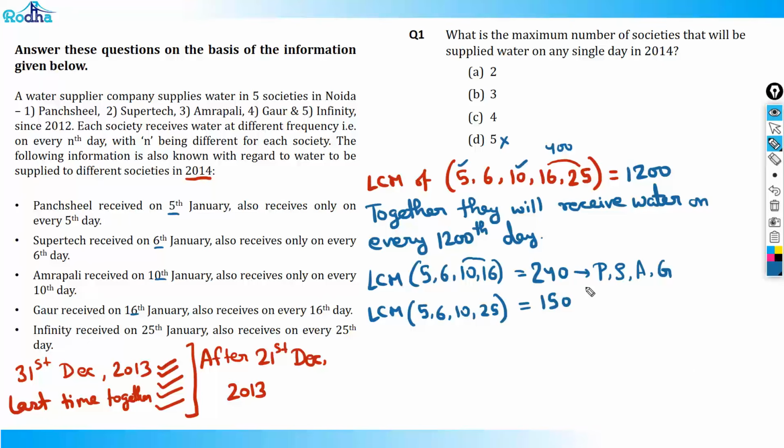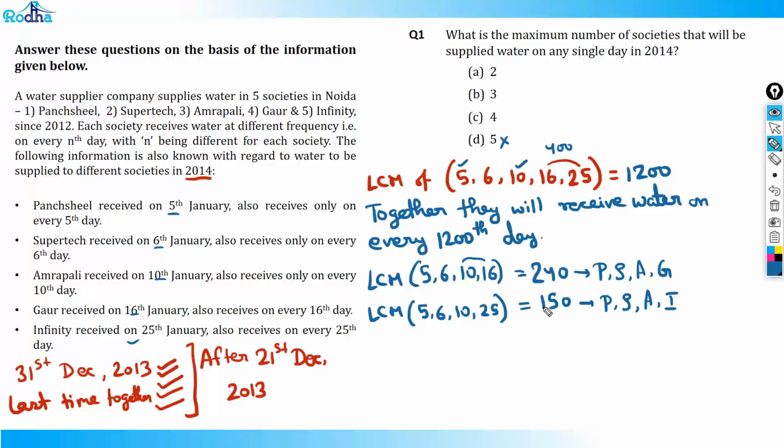So 240 is the common number for all those societies, right? Now 5, 6, 10, 25. That means Panchsheel, Supertake, Amrapali and Infinity. These societies will receive water every 150th day, because they receive water on every 5th day, every 6th day, every 10th day and every 25th day. So what is their common number? Common multiple, 150th day, right? So they receive water every 150th day.